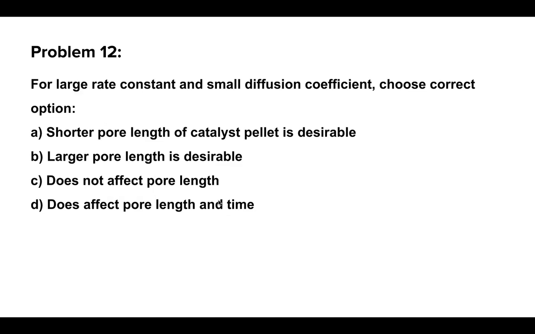Now, the next problem: for large rate constants and small diffusion coefficient, what happens? Choose a correct option. So the actual answer is A. When there is a small diffusion coefficient, the diffusion will not happen if the pore size is very, very large. Most of the pore will be unutilized. So shorter pore length for catalyst pellet is desirable. That is option A.